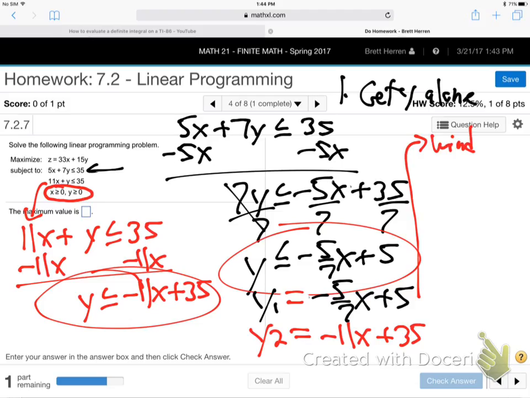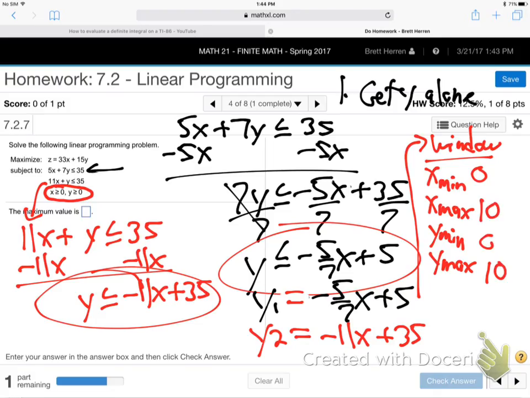And make the window, let's make the window X min, X max, Y min, Y max. Let's go 0 to, I don't know, like 10, and 0 to 10, probably good enough. Why am I starting at 0? Notice what I'm skipping: negatives. There's going to be no negatives. The x-axis is going to go from 0 to 10, and the y from 0 to 10. Why? Because that's what they told me. X and y are greater than or equal to 0. There are no negatives. All right, so go to your graphing calculator. Set up your window that way. Put in your y1 and your y2, and hit the graph button. And let's see what we can see.